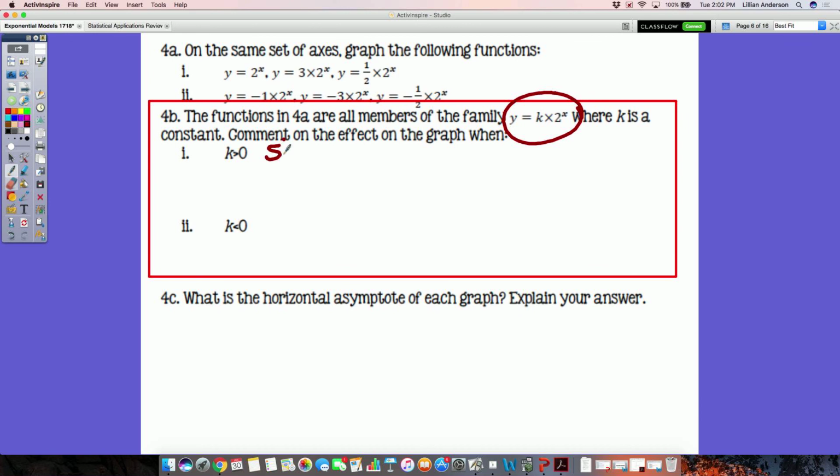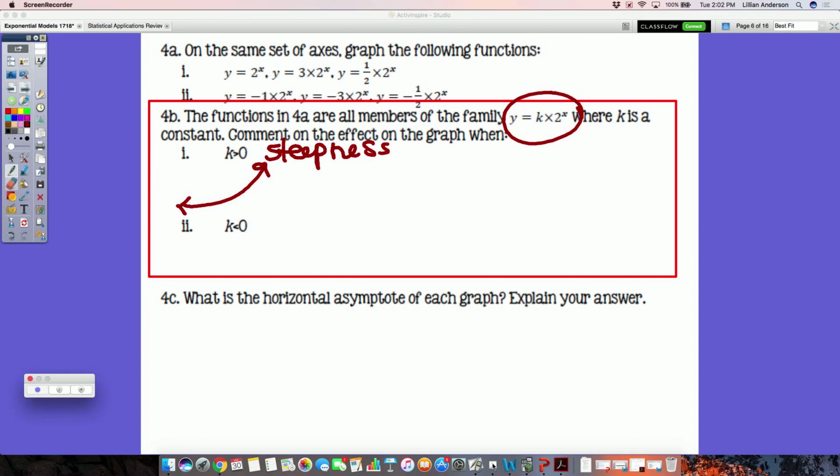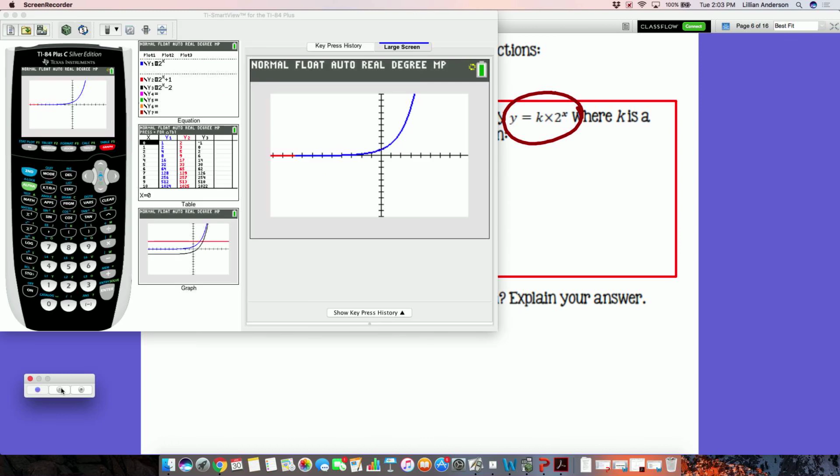So let's see. So we have steepness. All of these went up on the right side of the y-axis. Is that what you said? Yes. So I'm just going to draw a picture to model that. Anything else we know? How about this? Everyone graph 2 to the x, 3 times 2 to the x, and 1/2 times 2 to the x in y1, y2, and y3.